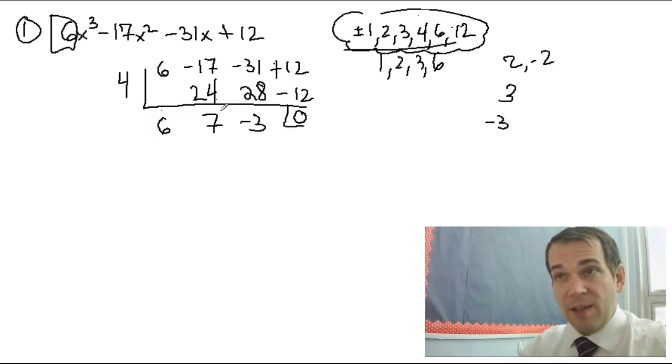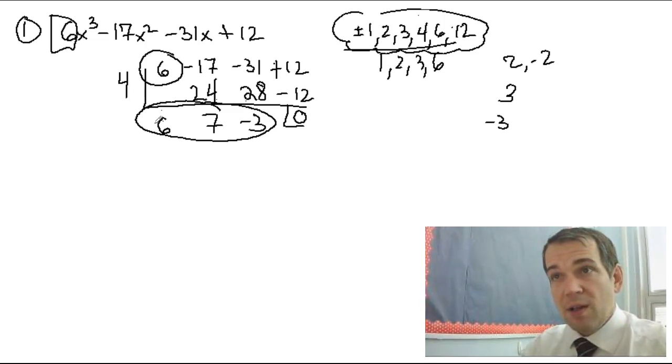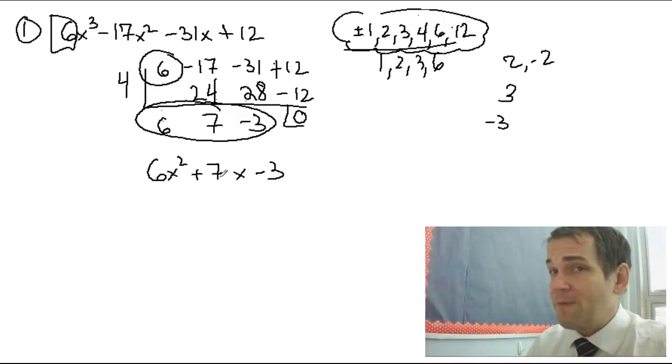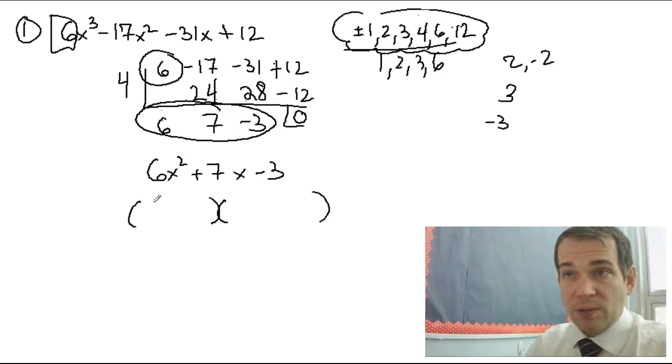And I also have this new polynomial. Since this was 6x cubed, this is going to be the polynomial 6x squared plus 7x minus 3. I'm going to try and factor this polynomial now. This is the old stuff we did long ago, so I just need to find 2 things that multiply to make 6x squared. 2x and 3x do that. I need to think of 2 things that multiply to make negative 3.